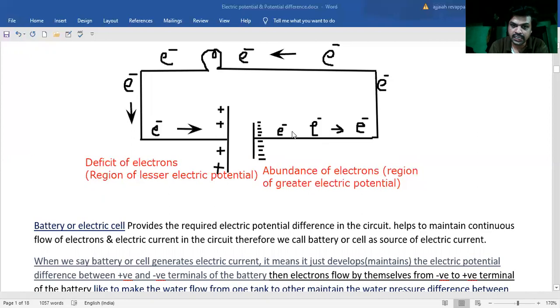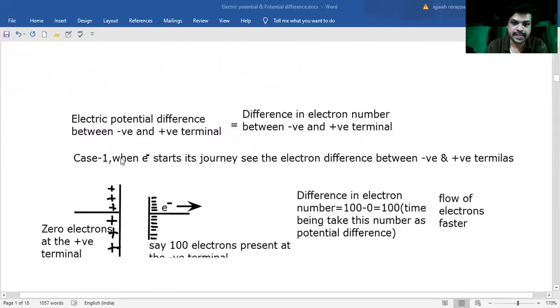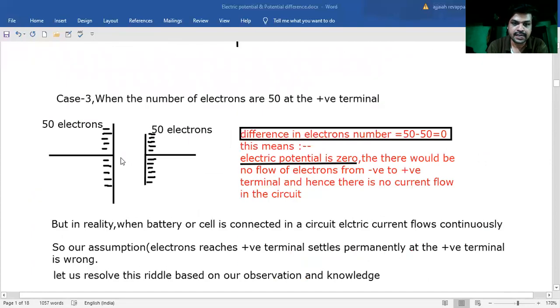When this electric potential difference is maintained between the negative and positive terminal, electrons start flowing through the external circuit. So that makes the electrons to flow. Fine. So what is the device which maintains the potential difference in the circuit? Battery or electric cell.